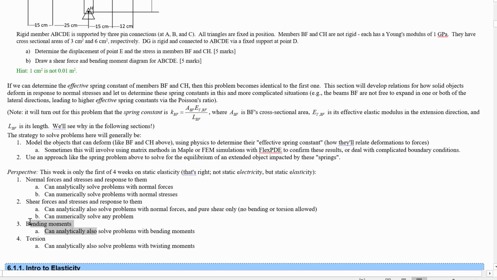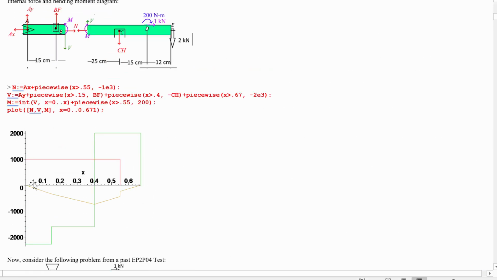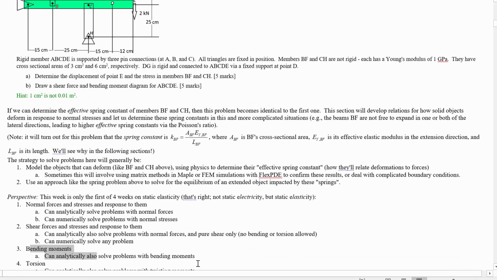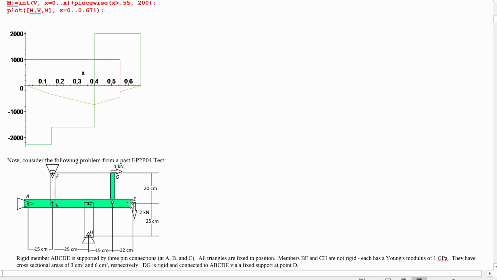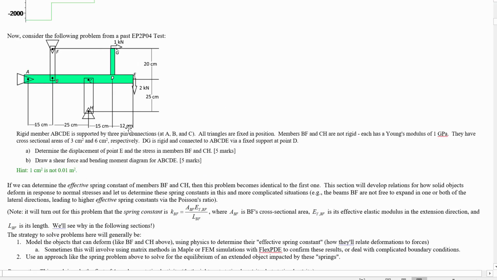How to deal with bending moments. So the response to this internal moment is going to take another week, and then after that, we'll be able to determine how this green beam should have deformed in response to these forces that we were applying to it.